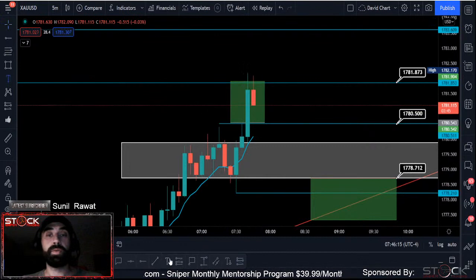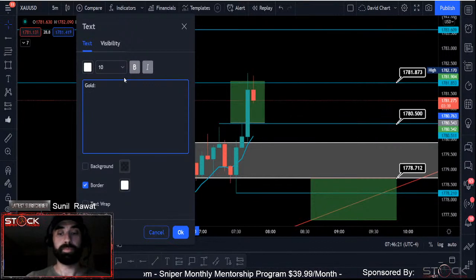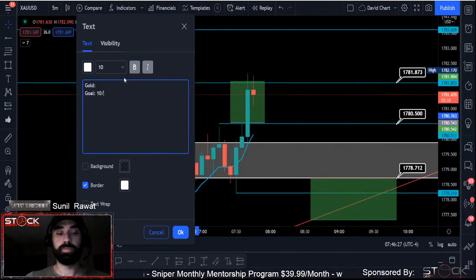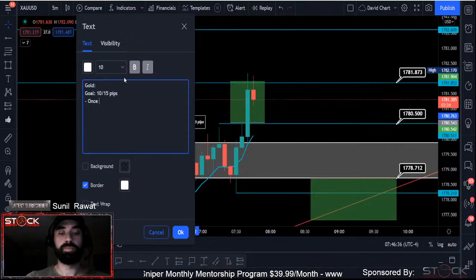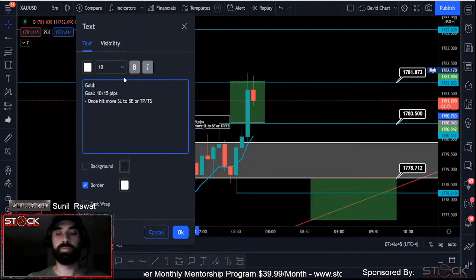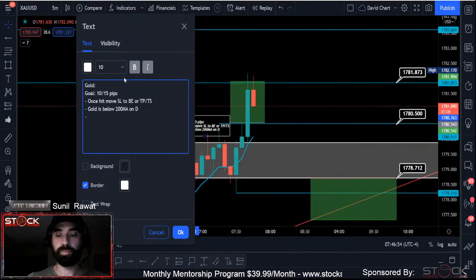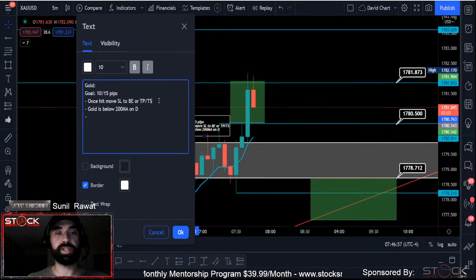Okay, so let's write some key points on gold, and then we're going to switch over to GBP USD. All right, see the resistance, see the retracement, guys.